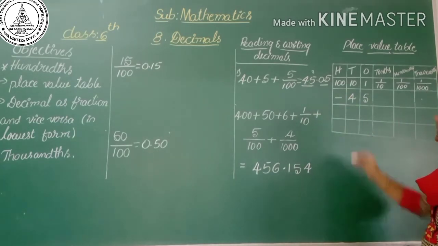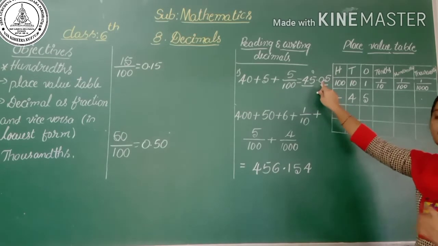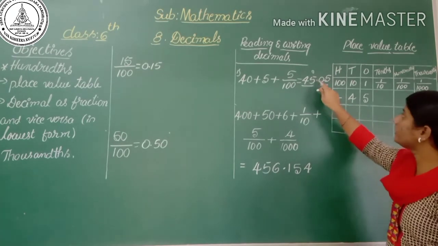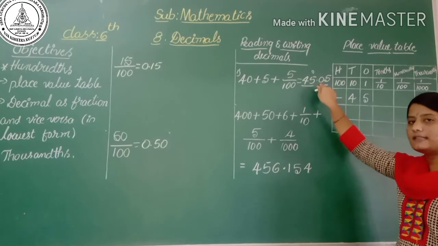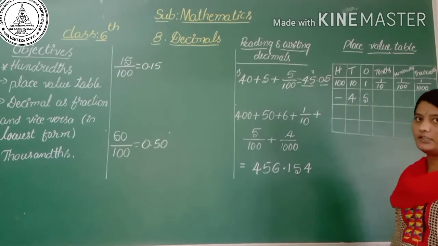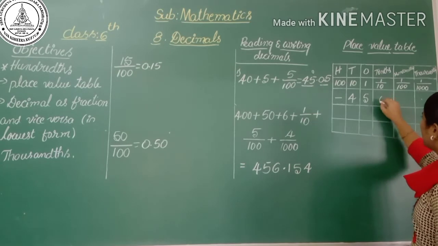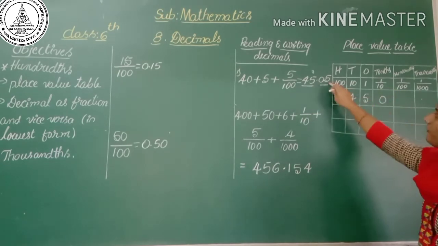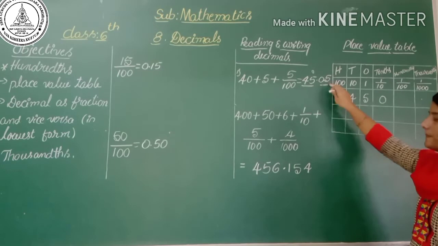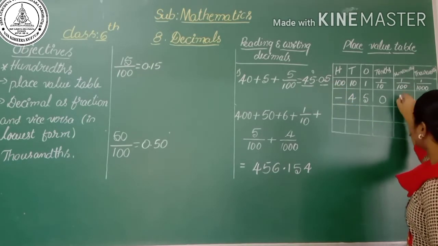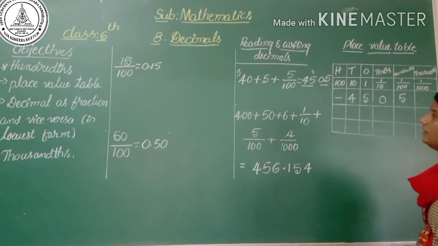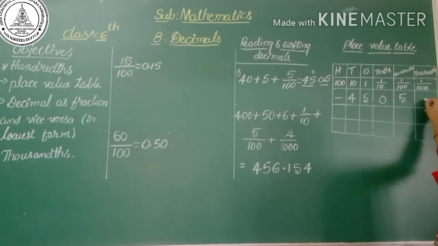Now 0 is in the tenths place. The first place to the right of the decimal point is the tenths place. So here 0 is in the tenths place. We have to write 0. And 5 is in the hundredths place. So we have to write 5 in the hundredths place. Okay, so if there is no number, just keep 0.